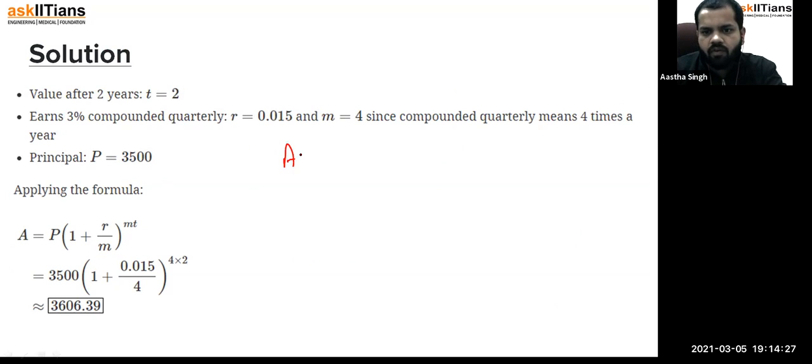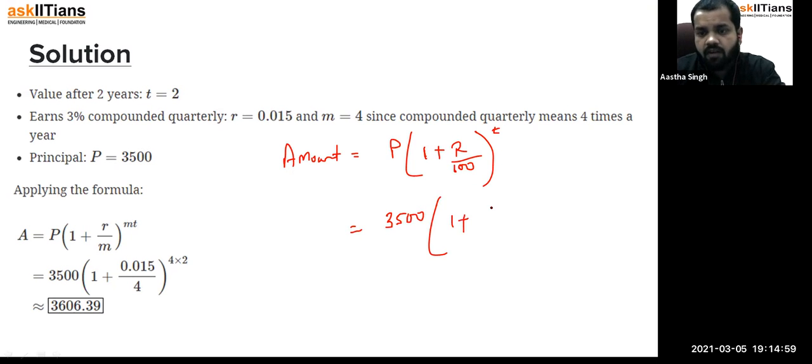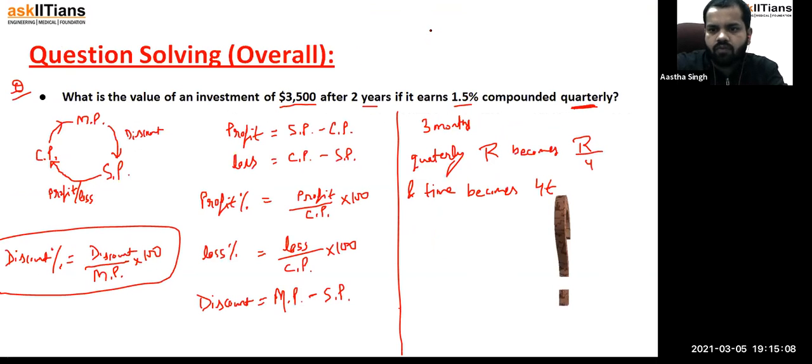So you know the formula of amount in case of compound interest is what? Principal P into (1 plus R upon 100) to the power T. What is the principal? Principal is your 3500, right? 1 plus what is the rate? Your basic rate is 1.5.